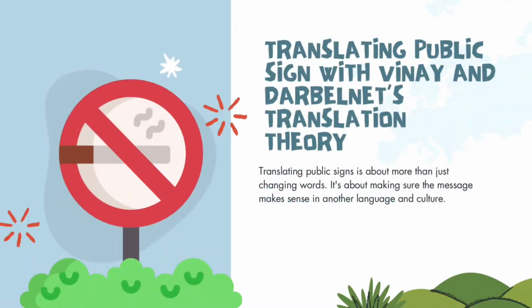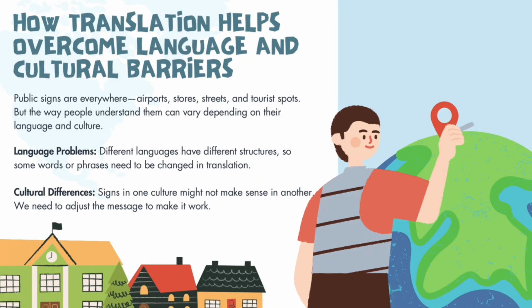Next, the slide is translating public science with Vinay and Darbelnet's translation theory. Translating public science is about more than just changing words. It's about making sure the message makes sense in another language and culture. You guys are wondering how translation helps overcome language and cultural barriers.